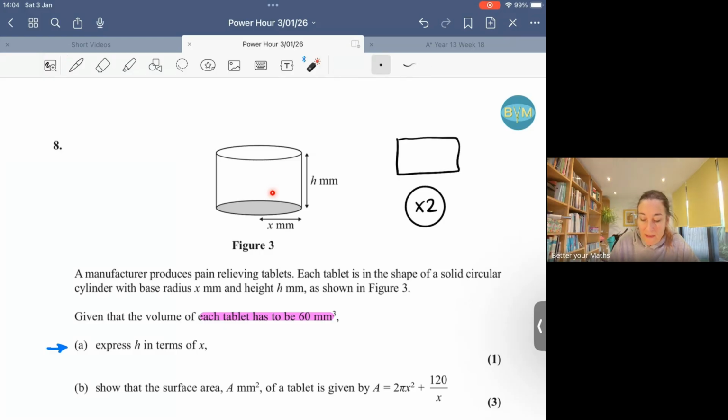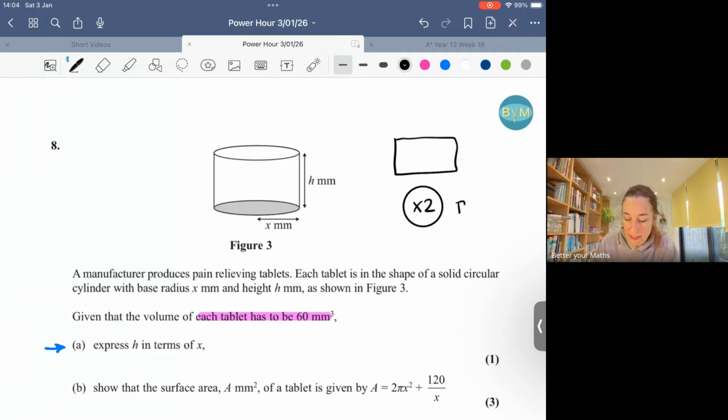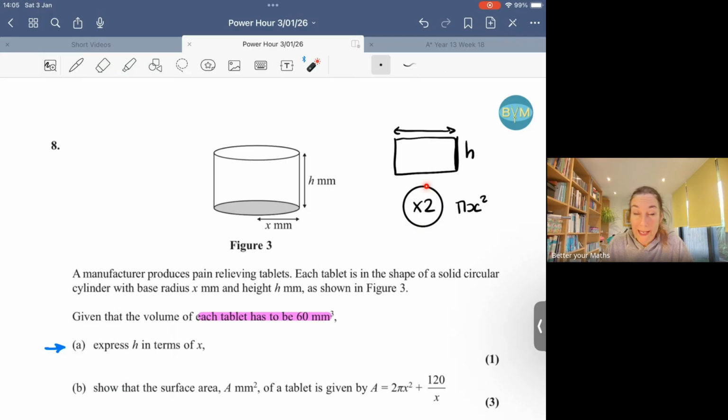If I open this, imagine it's like a toilet paper roll. Remember, I have a rectangle and 2 circles. The area of each circle is pi x squared, and I have 2 of those. And for the area of the rectangle, this side is h, and this side, remember, is the length of the circumference, which is 2 pi r, so this is going to be 2 pi x. So the area of the rectangle is 2 pi x h. That means the area is going to be this plus 2 times this. Let's write that and see what we have.